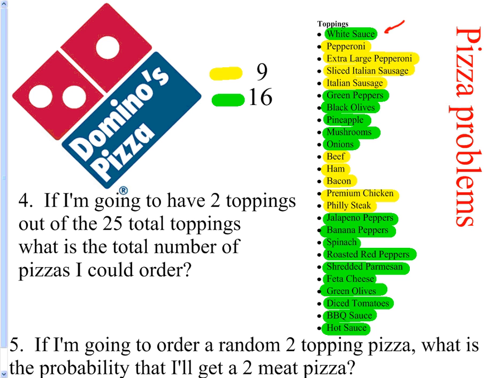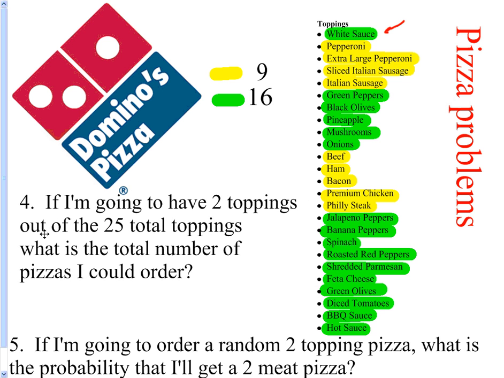Okay, let's move on. If I'm going to have 2 toppings out of the 25 total toppings, what's the total number of pizzas that I could order? Well, is it a C or a P? It's a C. All right, person on the right in the groups here, you're going to explain how to do this to the person on the left.